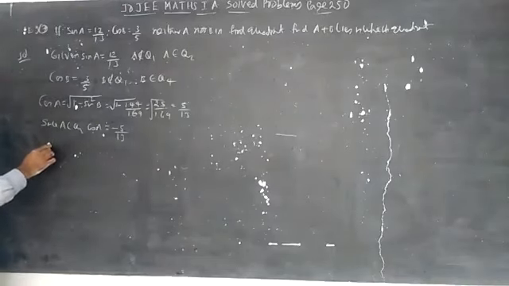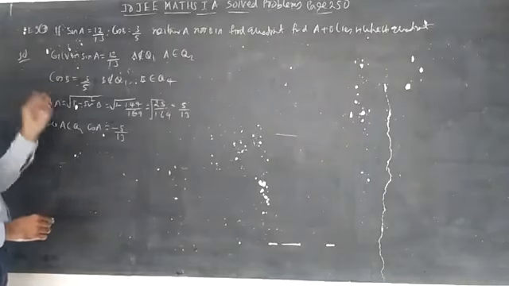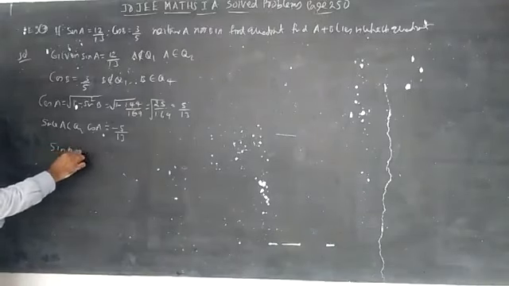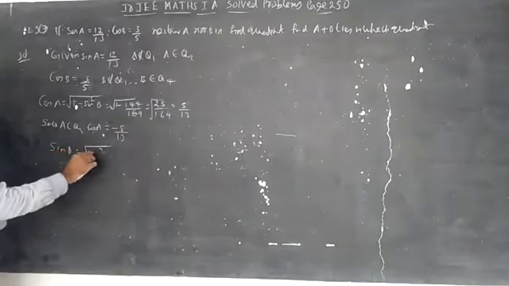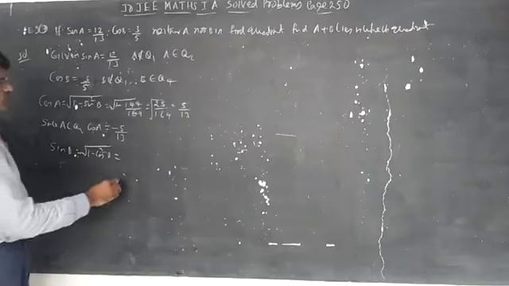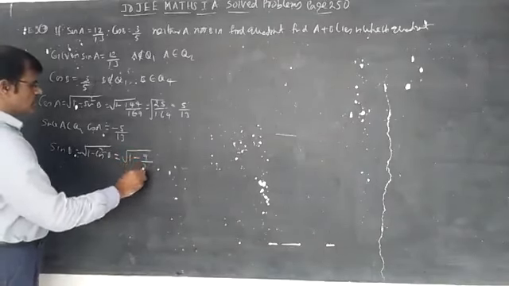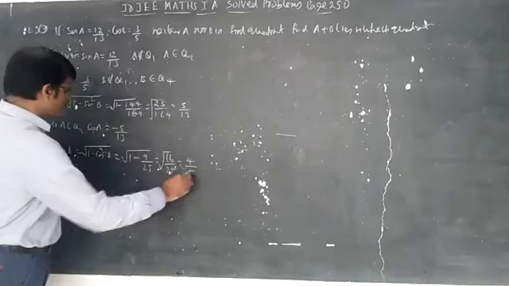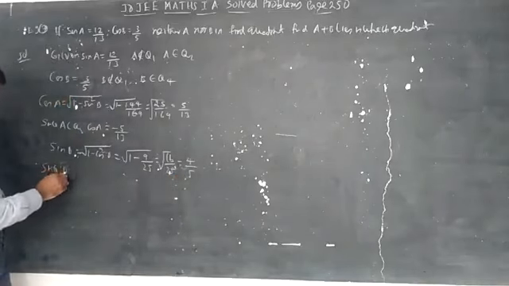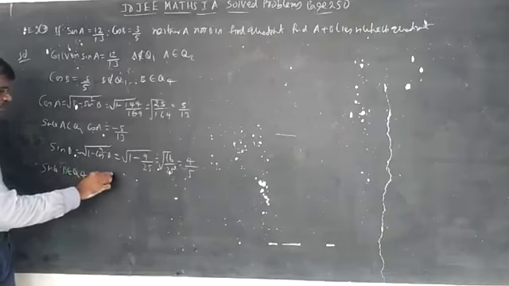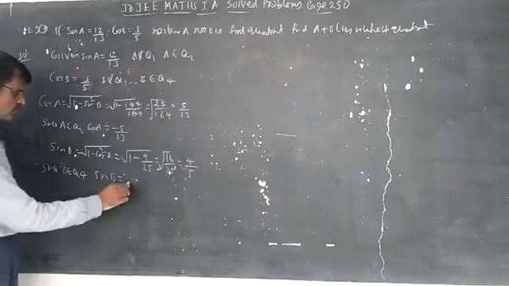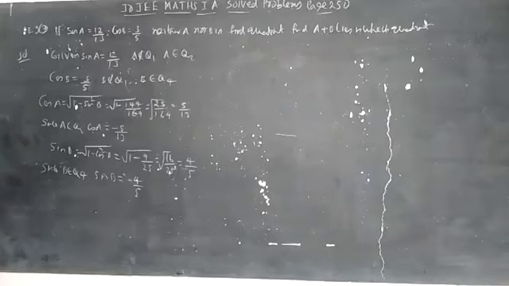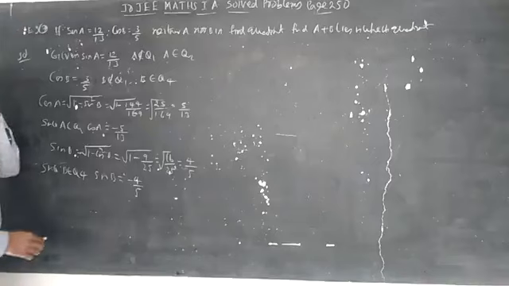Also, sin A we were given, we have calculated cos A, and depending upon cos B, we can calculate sin B. Now write the formula, sin B is equal to root of 1 minus cos square B. So root of 1 minus 9 by 25 is root of 16 by 25. It is 4 by 5. Since B belongs to Q4, sin B is negative in Q4, so you write minus 4 by 5. Sin B is equal to minus 4 by 5.